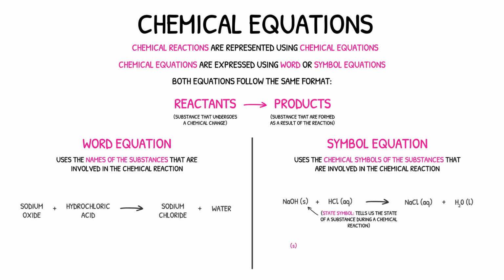The state symbol S tells us the substance is a solid. L tells us the substance is a liquid. G tells us the substance is a gas, and AQ tells us that the substance is dissolved in water. Now we can use this information to discuss the different reactions with acids. We'll start firstly with neutralization reactions.